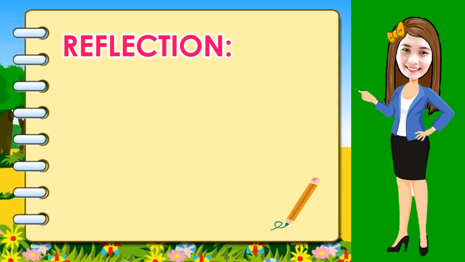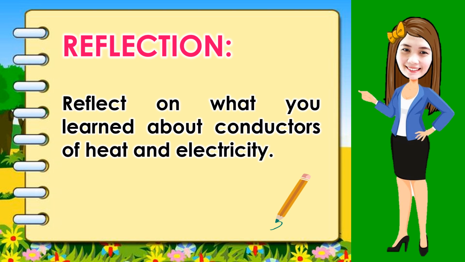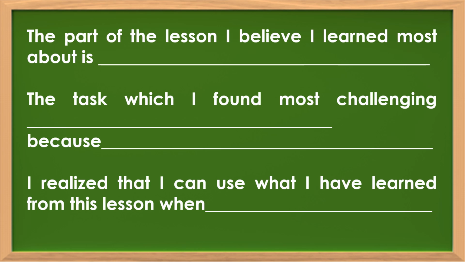For the final part of this video lesson, Grade 5 learners, you are going to reflect on what you learned about conductors of heat and electricity. Complete the following statement. The part of the lesson I believe I learned most about is blank. The task which I found most challenging is blank because blank. I realized that I can use what I have learned from this lesson when blank.